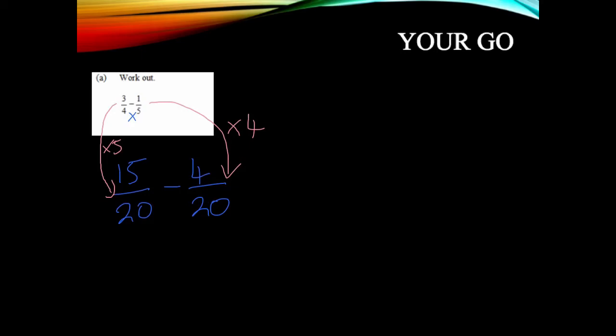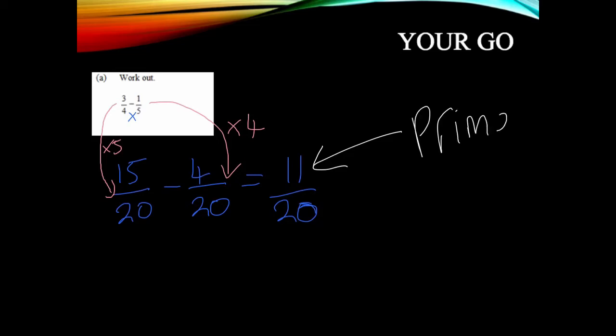Now, I've got this point where my bottoms are the same, 20 here, 20 here, so I can just do the sum, 15 take 4, which is 11. 11 over 20. I know that 11 over 20 doesn't cancel down. And the reason that I know this is by looking at 11. 11 jumps out at me as being a prime number.